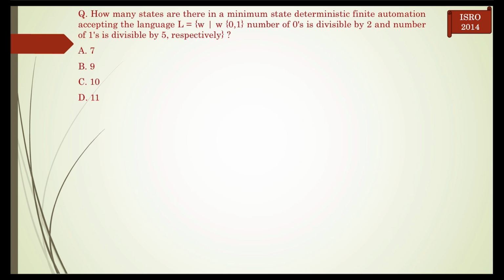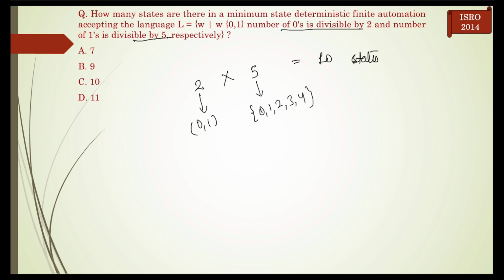Our next question is, how many states are there in a minimum state deterministic finite automata accepting the language where number of 0's is divisible by 2 and number of 1's is divisible by 5 over the input alphabets 0 and 1. So number of 0's divisible by 2, we will have 2 states where the remainders can be 0 and 1. For number of 1's divisible by 5, we will have 5 states where the remainders can be 0, 1, 2, 3 and 4. And when we take the cross product of these two, we will have 10 states. So correct answer is C.